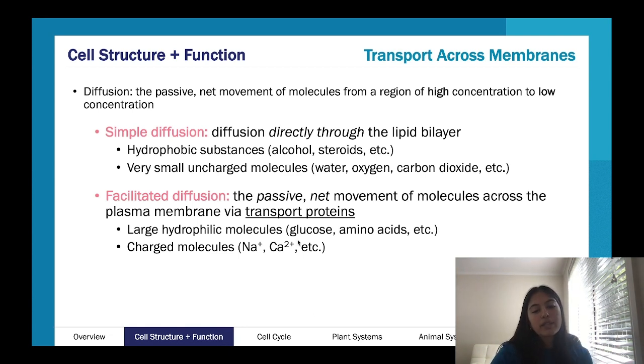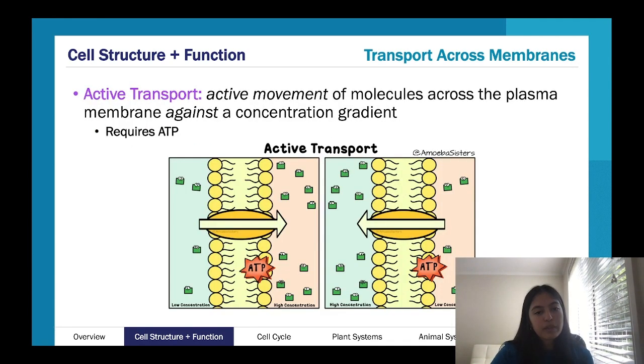So by having these transport proteins, it allows our big molecules, our hydrophilic molecules, and our charged molecules, so ones that wouldn't be able to go through without the transport protein, it just allows them to scoot through. It basically gives them a direct channel. So that's what we'd call facilitated diffusion. Again, it makes sense in the name. Simple diffusion, you just go through. Facilitated, you need something to facilitate the diffusion.